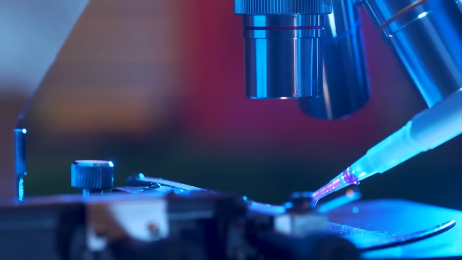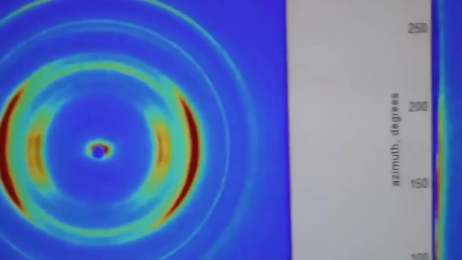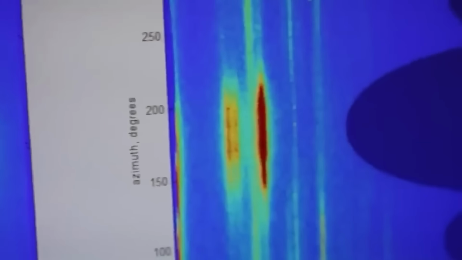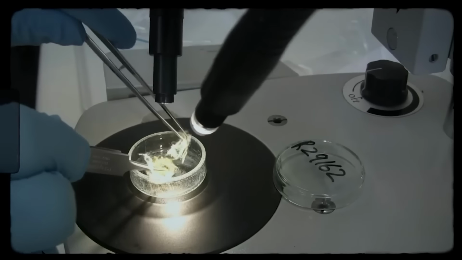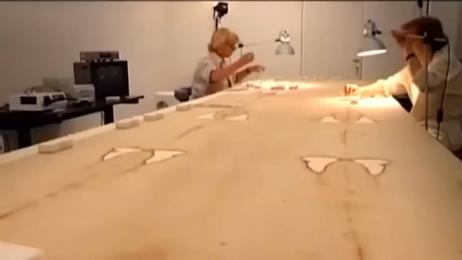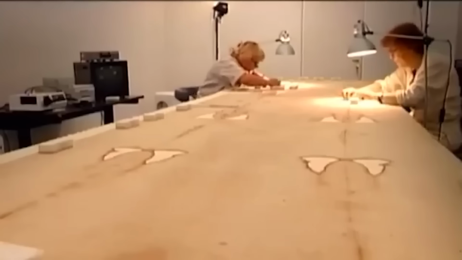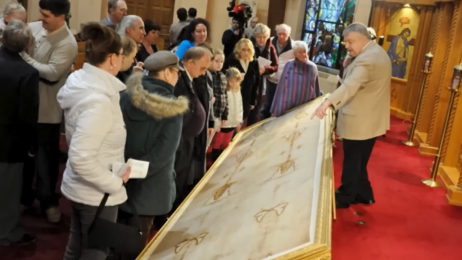When the AI enhanced contrast in the eye region, it detected circular distortions matching the size and shape of those coins. If accurate, this detail would date the event to between 29 and 36 AD. An ancient forger would not only need to know which coins were used during that exact period, but also place them with such precision that modern computer analysis would be required to detect them.